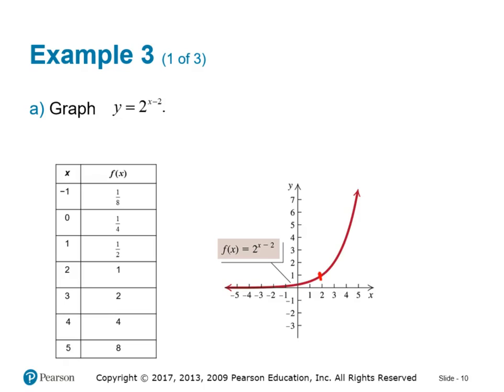Alright, this is 5.2, exponential functions and their graphs. This is part 3, and we're going to talk about example 3 here. This is a case where we have a base of 2, and then we have an exponent of the quantity of x minus 2. And this minus 2 is going to make our x move one way or the other.